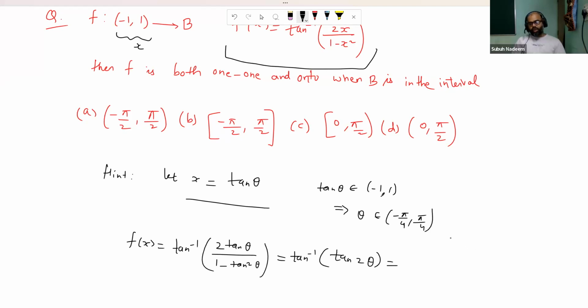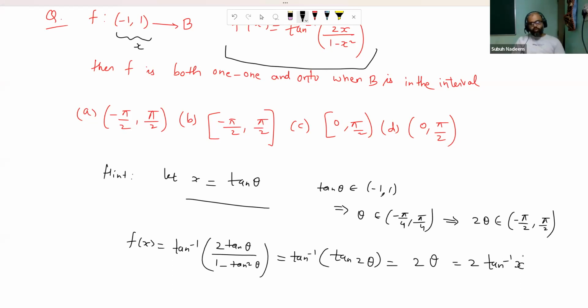Now, here what we have to keep in mind is that if this angle 2 theta is in the principal value of tan, then only we can cancel tan inverse and tan. So if theta is minus pi by 4 to pi by 4, then 2 theta will be between minus pi by 2 to pi by 2. So here it is the principal value. So you can write it as 2 theta. And finally, what is theta? Theta is tan inverse of x. So f of x is equal to 2 tan inverse of x. This is what we are getting here.